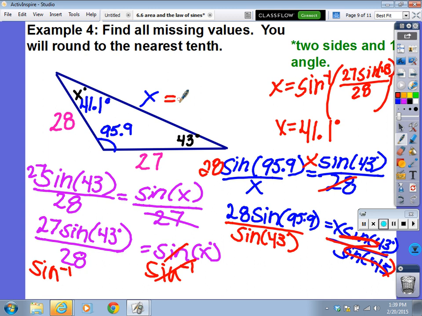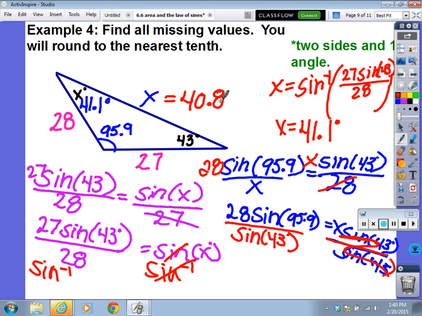So what is this side? 40.8. Okay, now once again, a lot of people accidentally think that they can use the Pythagorean theorem for these types of problems. Definitely not. You can only use that for 90-degree right triangles. So we would definitely have had to use the law of sines to solve for the side lengths.